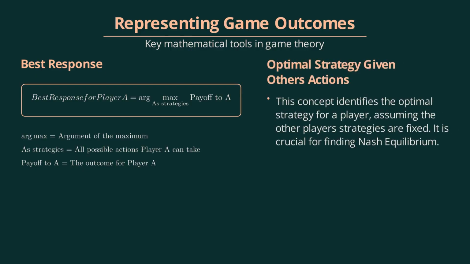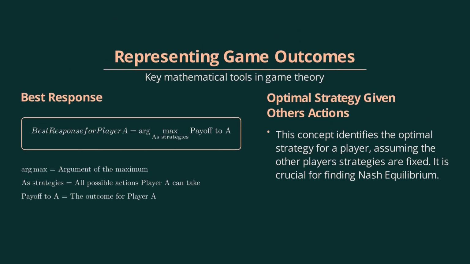The best response concept helps us identify a player's optimal strategy, considering what others might do. This concept identifies the optimal strategy for a player, assuming the other player's strategies are fixed, crucial for Nash equilibrium.